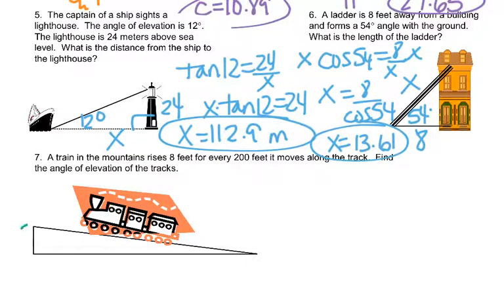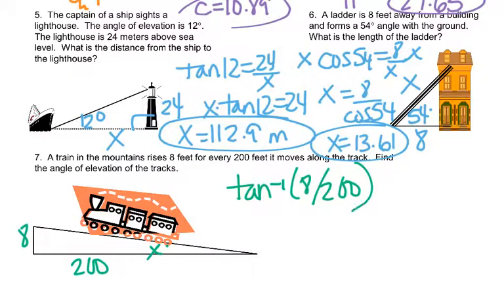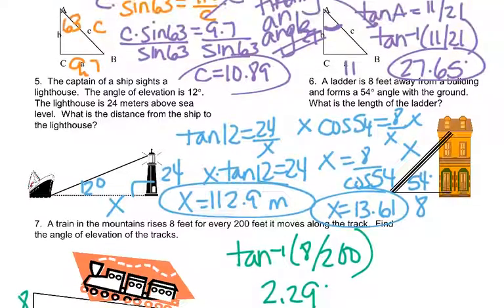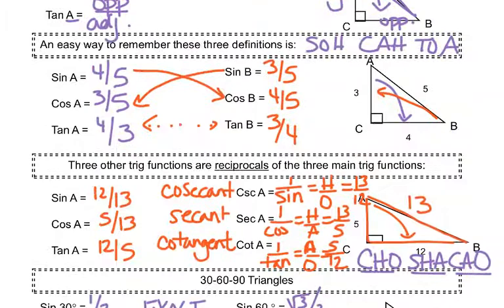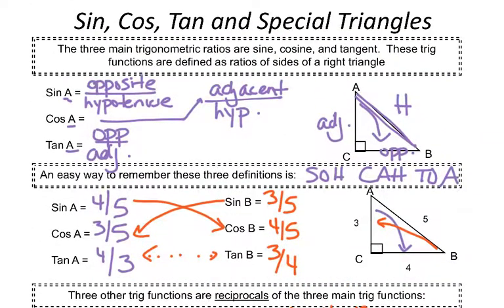Last one: the train track rises 8 feet for every 200 feet of track. There's your angle. This is an inverse tan kind of situation. So 8 divided by 200, second tan, gives 2.29 degrees. All these questions you did last year, so this is a nice section where we just review everything with sine, cosine, and tangent.